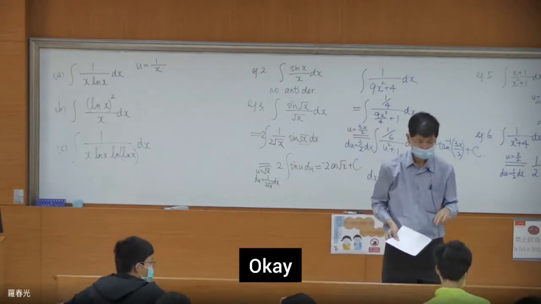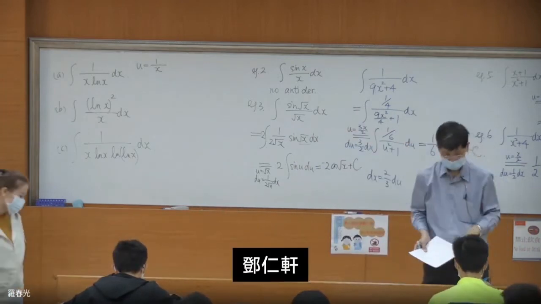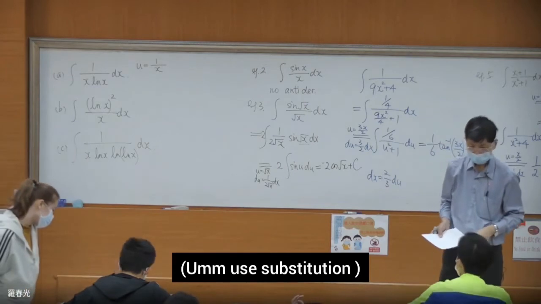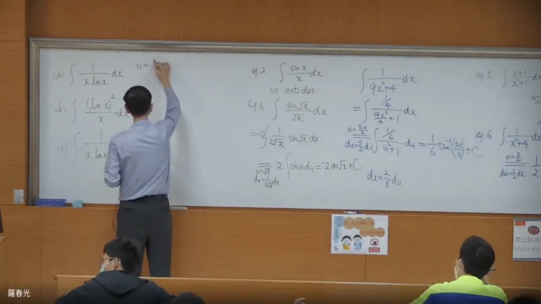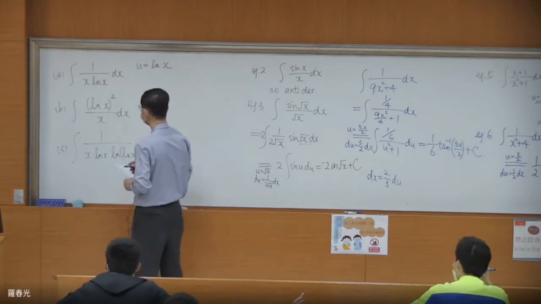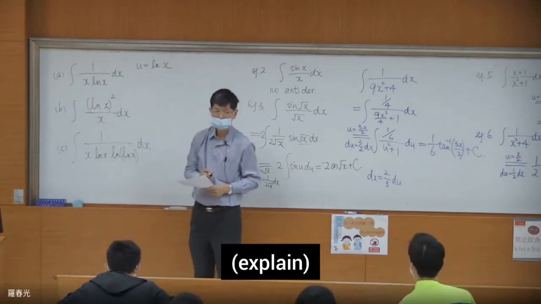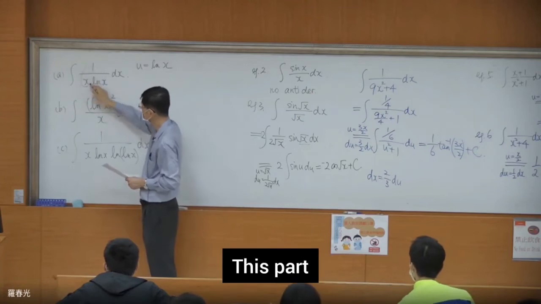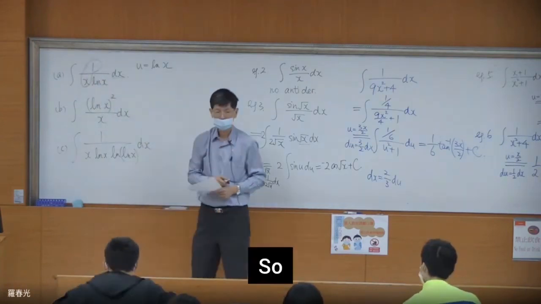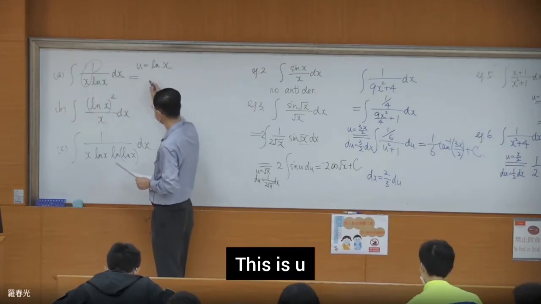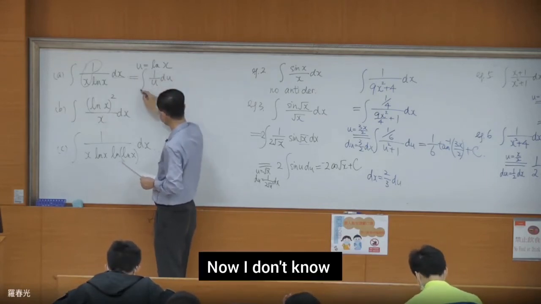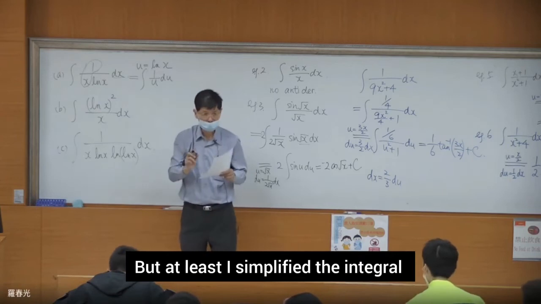Okay. 邓世轩啊，邓仁轩。How can you do it? U is log x. Why? That's right. This part is just the u. So if you let u be log x, of course you turn everything into u. This is u, 1 over u, du. Now I don't know whether I can integrate this, but at least I simplify the integral.